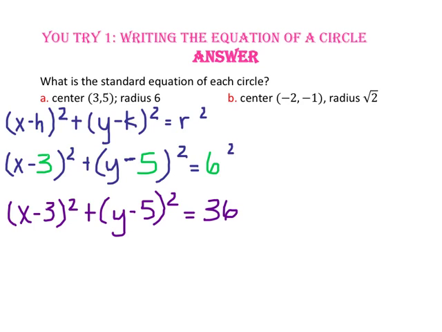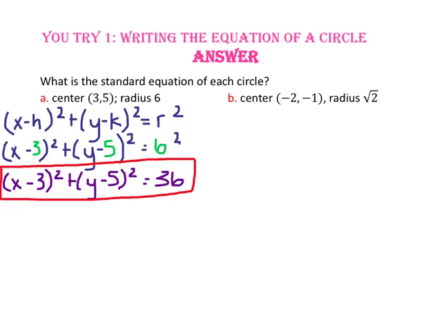So the standard equation of a circle with center (3, 5) and radius 6 is (x - 3)^2 + (y - 5)^2 = 36. For part B, our circle has a center of (-2, -1) and a radius of square root of 2.